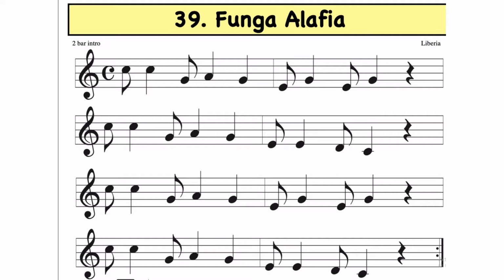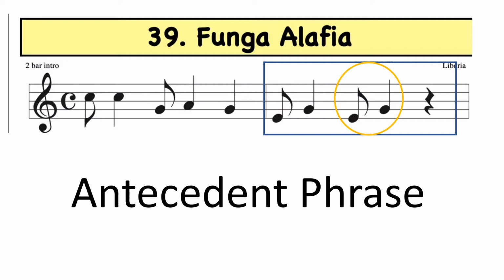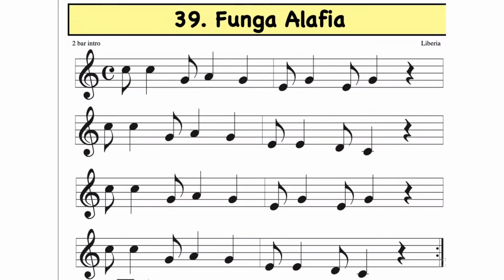Now, let us focus on the first phrase. Notice the last measure of the phrase. How do the notes move? Is it going up or going down? Correct. The note is going up. If the pattern of the last 2 notes on the last measure of a phrase is going up, we call it antecedent phrase.